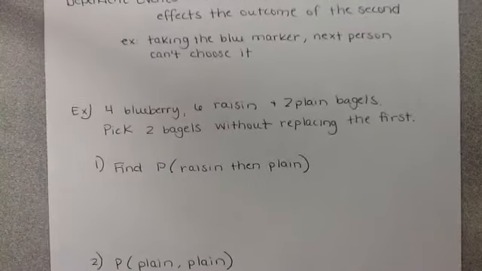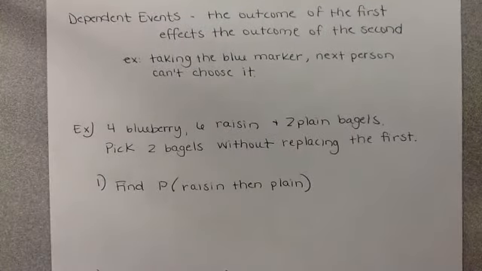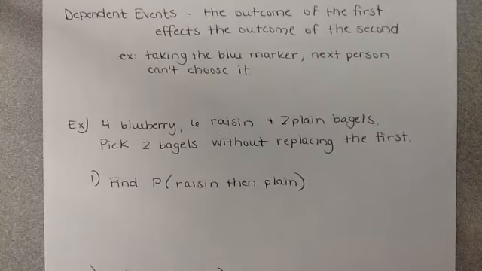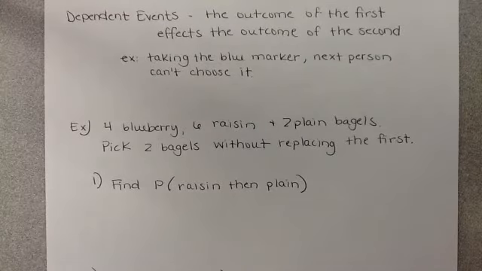The next set of examples are dependent events, meaning whatever happens the first time will affect what happens the second. For example, if I have a case of markers, and one student takes the blue, the next student can't choose it. So the next student's options are affected. Right? So the first changes what the second can do.